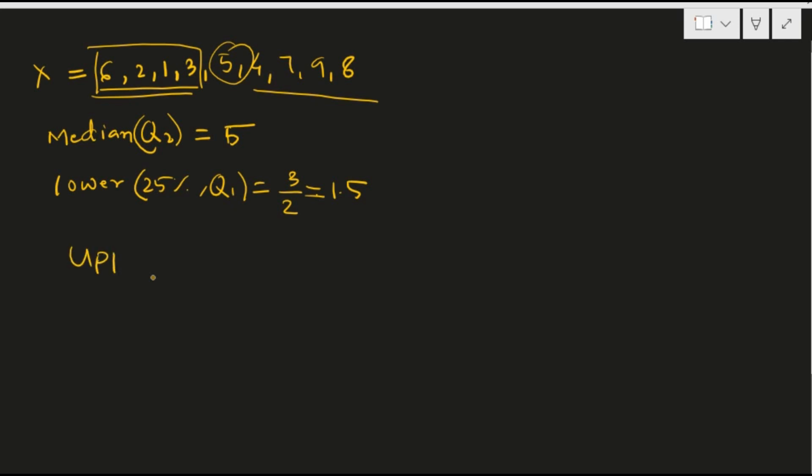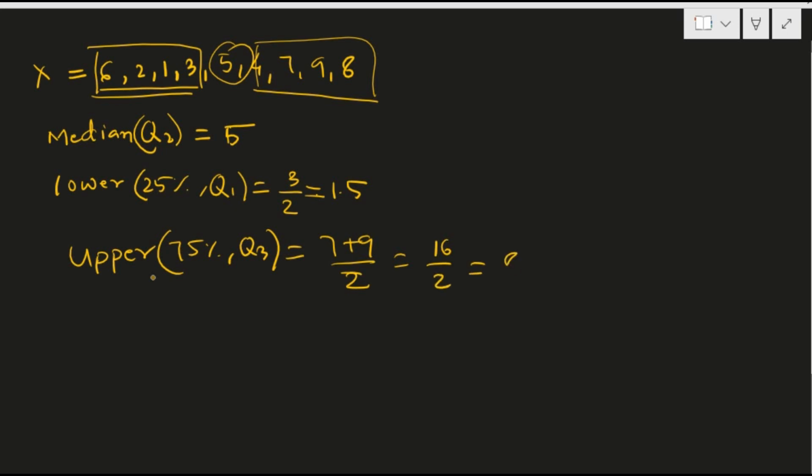And then the upper half is the 75th percentile, or the Q3 value. In this case, this is our upper half, and we'll take 7 plus 9, which is 16 by 2, that is 8. Right. Now the IQR in this case will be Q3 minus Q1, that is 8 minus 1.5, that is 6.5. This is the IQR value.